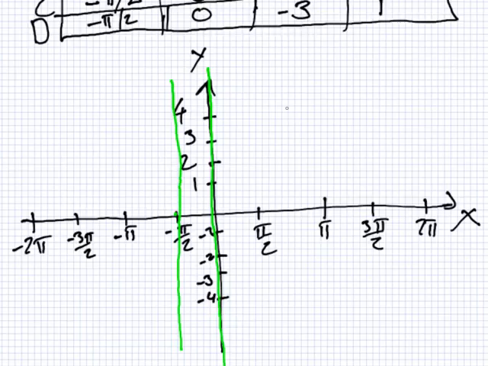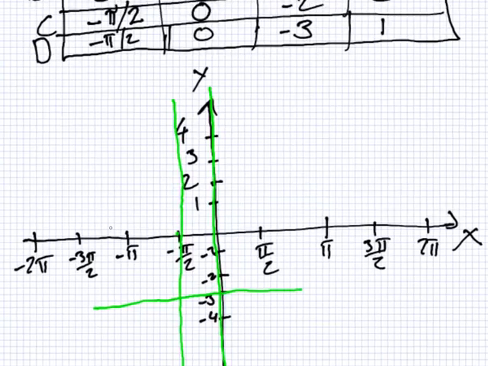Now, what's the lowest point? Minus 3. So you draw a horizontal line going through minus 3. And what's the highest point? 1. So we draw a horizontal line going through 1. So you see that I've made a box, a rectangle? You see that?